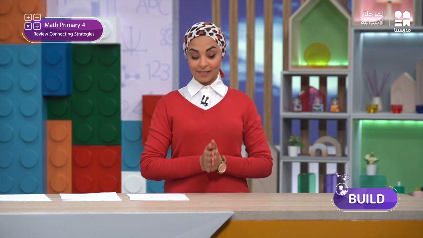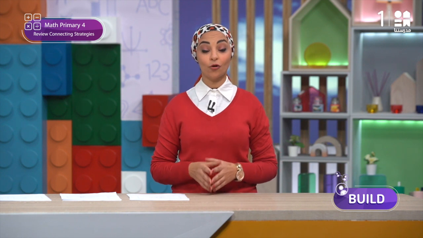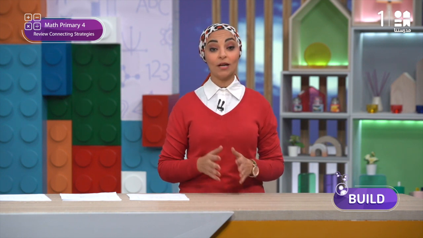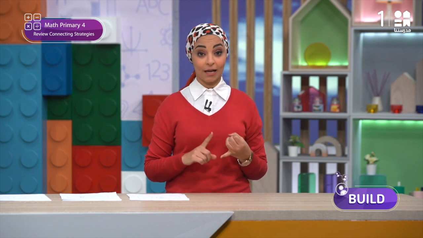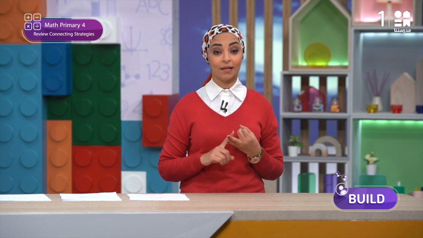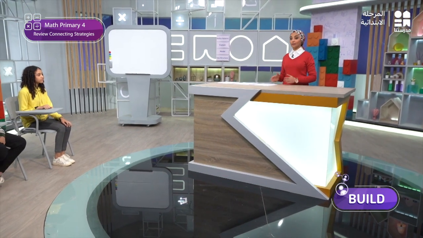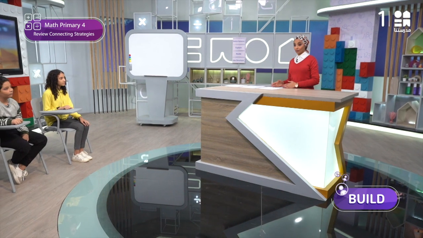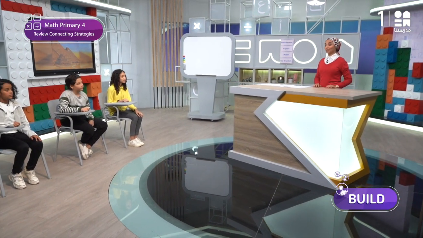Okay, this game consists of three sets. The three sets have multiplying problems, and each set is solved a different way. The first set is the standard algorithm. The second set is the partial products algorithm. The third set is solved by the area model strategy. Each of our friends will take one set, and then we will choose the matching cards. Let's start all together.